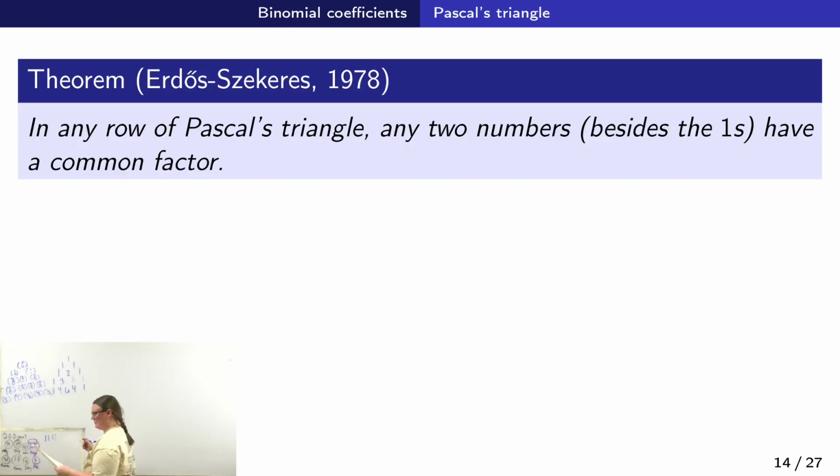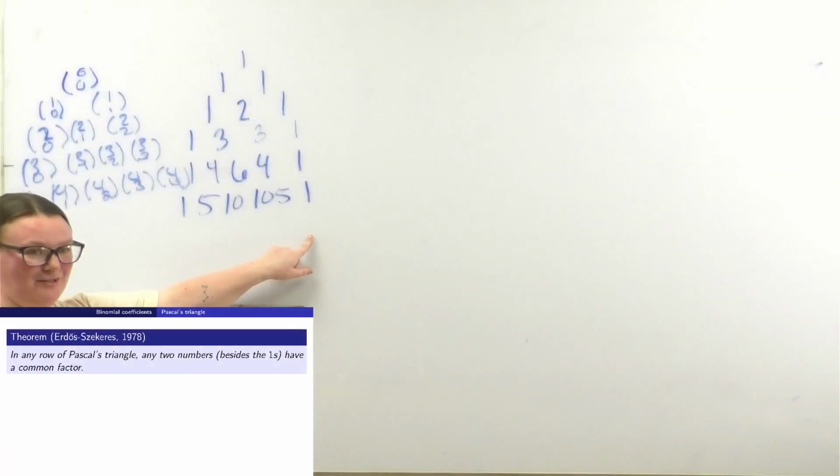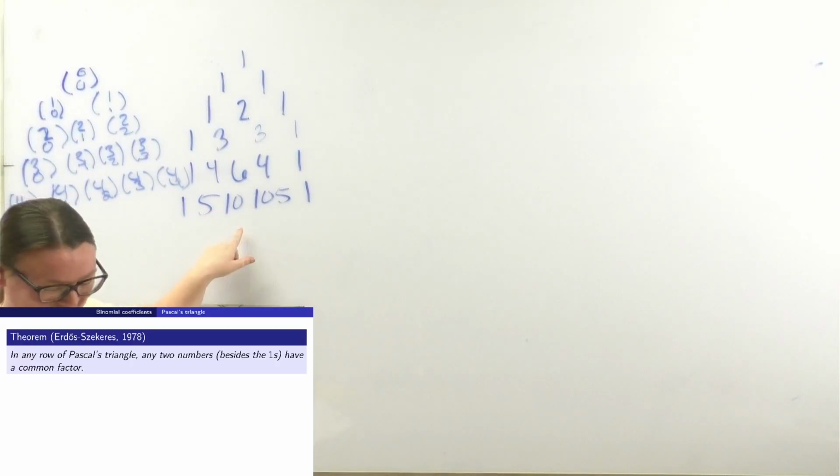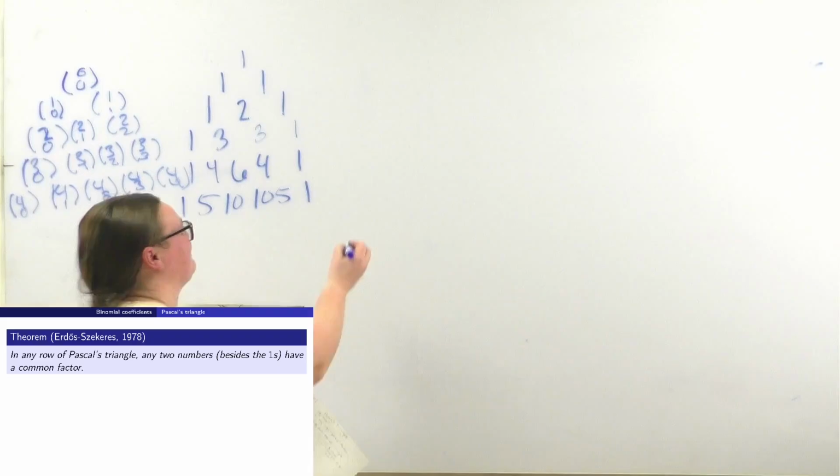Oh, I actually am going to do another row. 1, 5, 10, 10, 5, 1. And my example that I've written down is we're going to do row 5. Yes, the common factor is 5. Awesome. Okay.